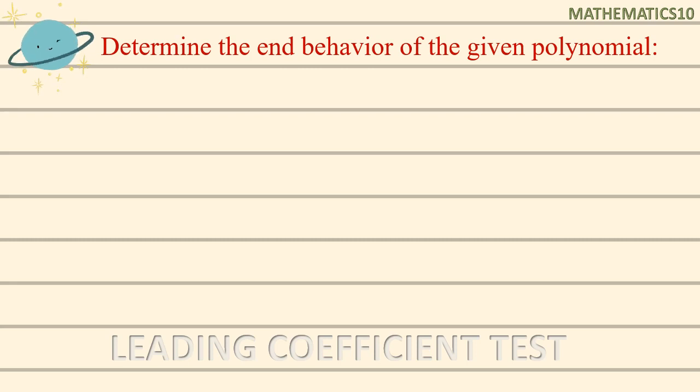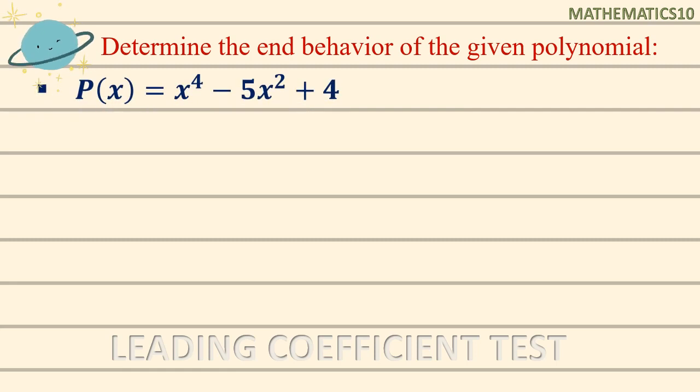So for us to apply this leading coefficient test, you just simply identify the leading coefficient, if it's positive or negative, and at the same time the degree of the given polynomial equation, if it's odd or even, just like what we did in our previous activity. So let us have our first polynomial function.